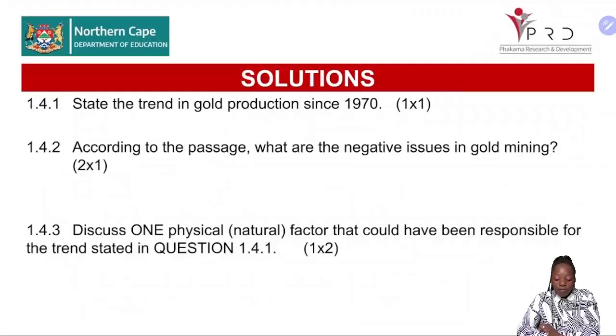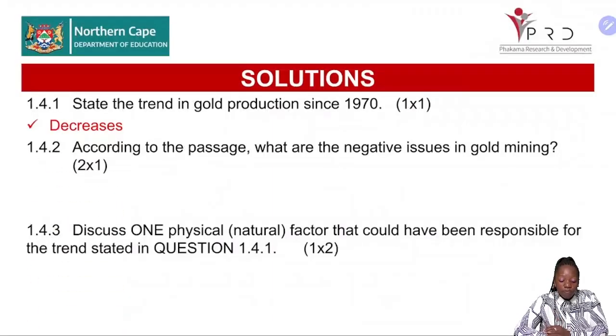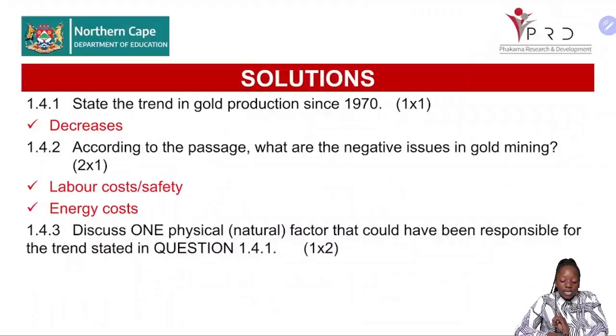Right, grade 12, looking at our first question, you state the trend in the gold production. So the trend there, as you can see, is that it is decreasing, looking at the graph. Then secondly, according to the passage, what are the negative issues? So there is the labor cost as well as the safety, and there is the energy cost. So those are the negative issues on the gold mining. It's 1 mark and 1 mark.